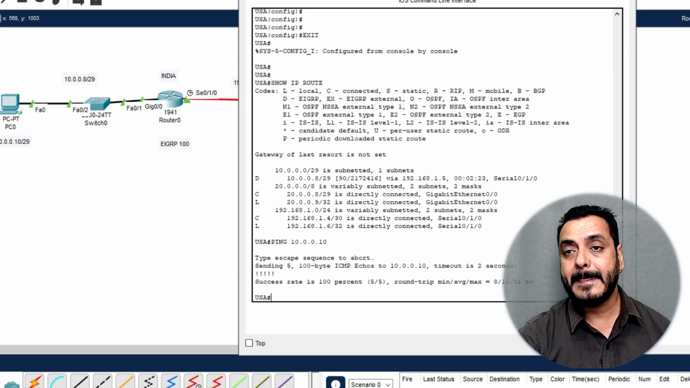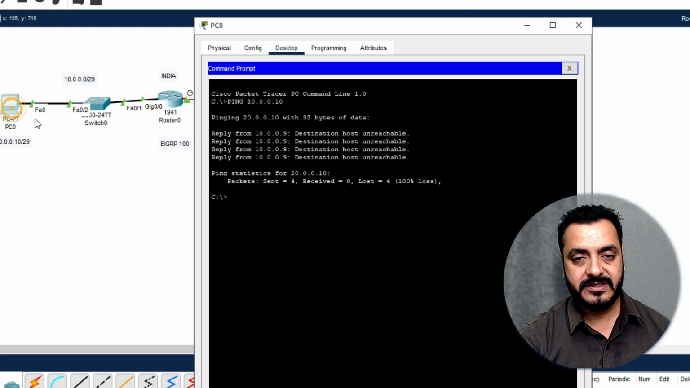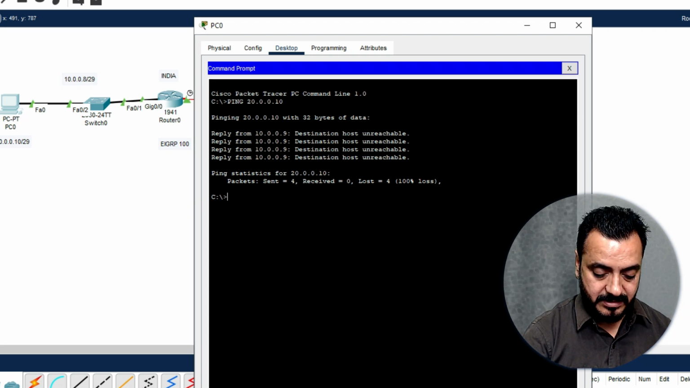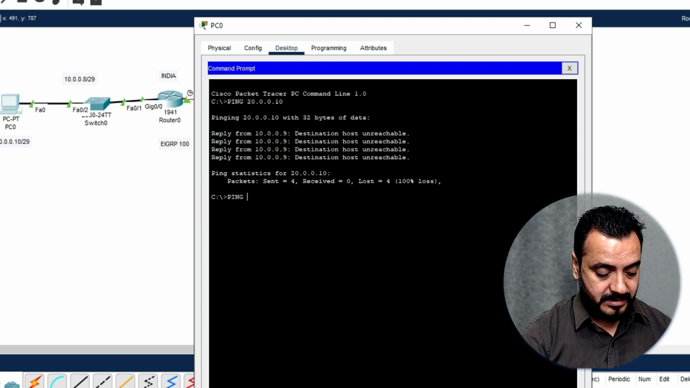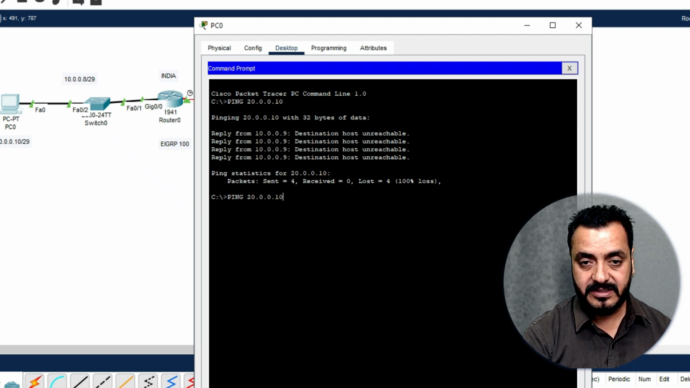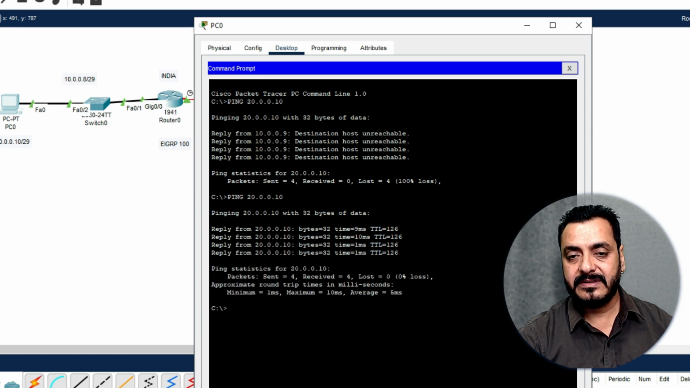Now we have to do the final testing, that is end-to-end connectivity from the first system to the end system. From the first system, we had already tested earlier, but the ICMP message failed. Now we have configured the routing, so we'll see the result. We ping the end device, the last system or PC, with ping 20.0.0.10. Again press enter.